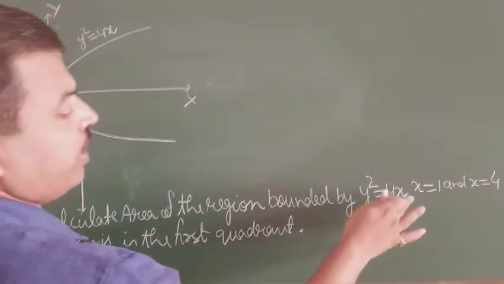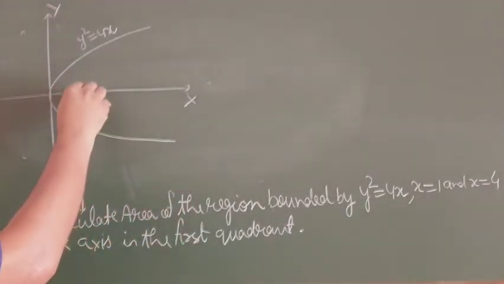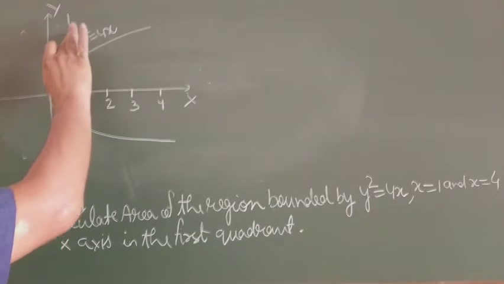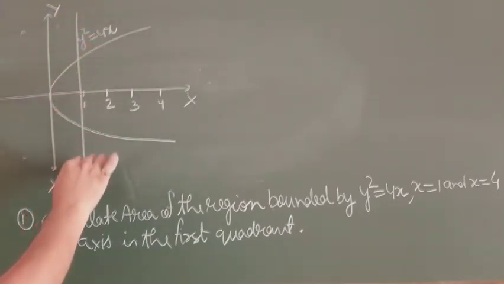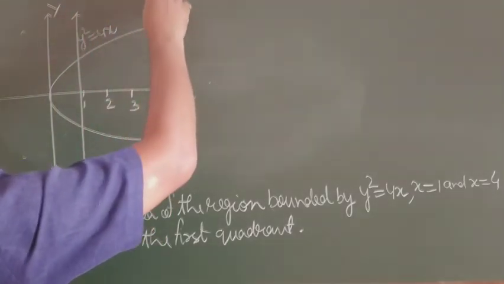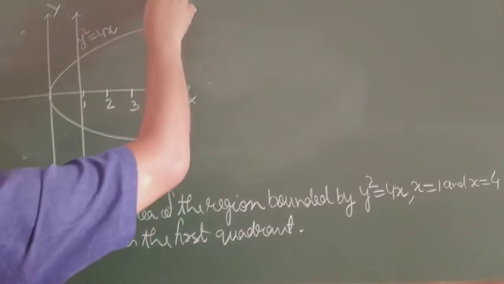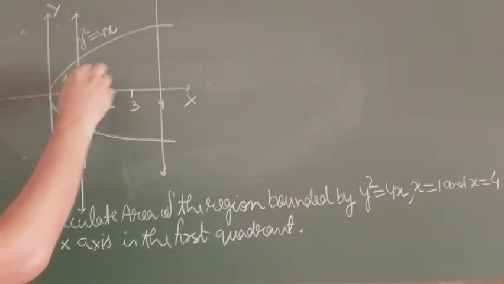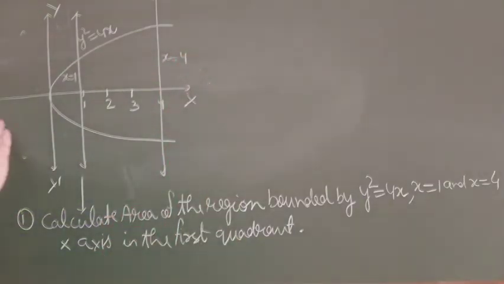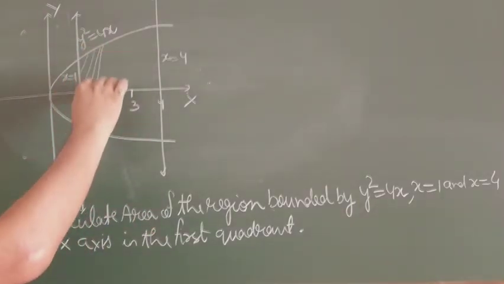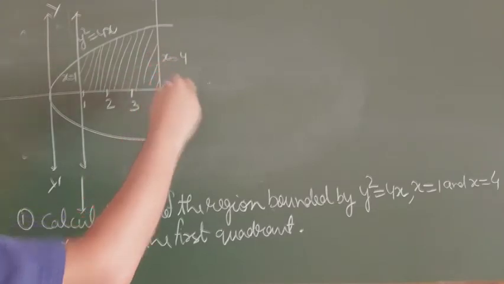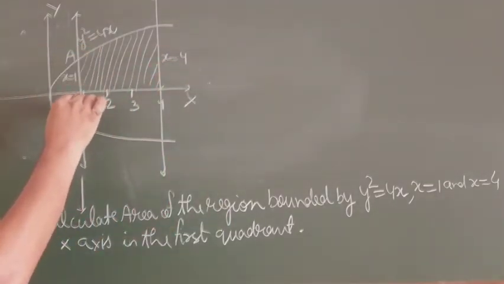Okay, the line equations given are x equal to 1 and x equal to 4. So this is the x-axis with 1, 2, 3, 4. So this is x equal to 1, and this is x equal to 4. This is the line x equal to 1 and this is the line x equal to 4 and this is the x-axis. So we have to calculate the area between them. This portion area we have to calculate. This area is ABCD.